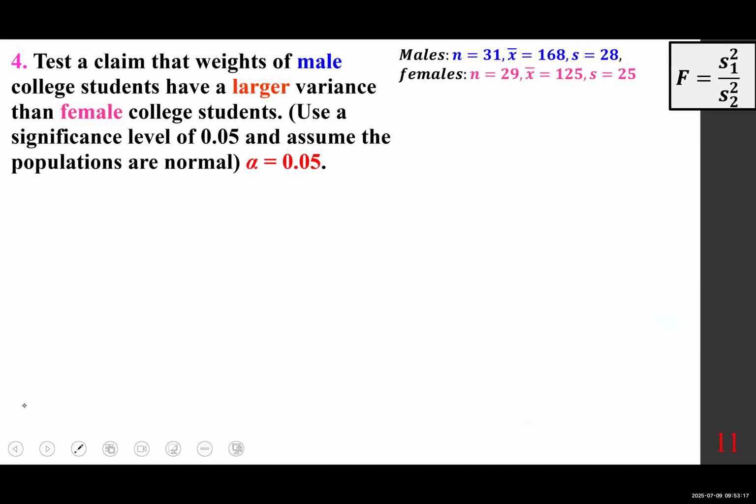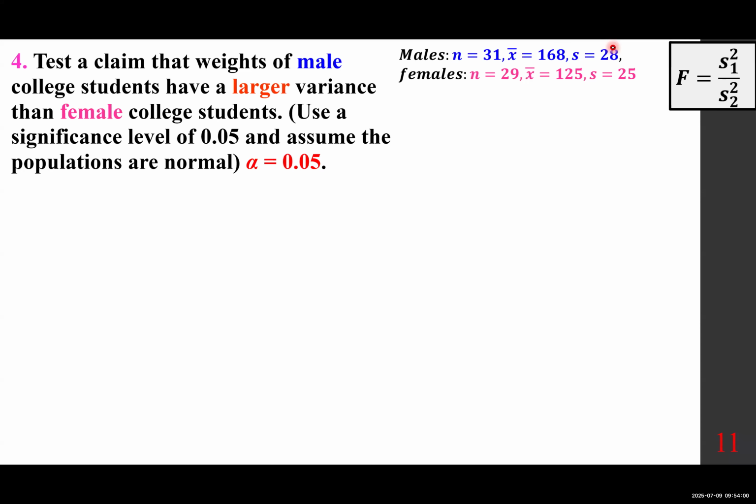So I'm going to continue with this question. And this is the information given symbolically. N is 31, X bar is 168, S is 28. That's for females. Now, before we move on, we know we are going to use the F test where, by the way, the test statistic is S1 squared over S2 squared. You have to figure out on your own which group is the top group, the first group, the one which has a larger variance. Look at S. Because S equals 28 is larger than S equals 25, this is your first group.